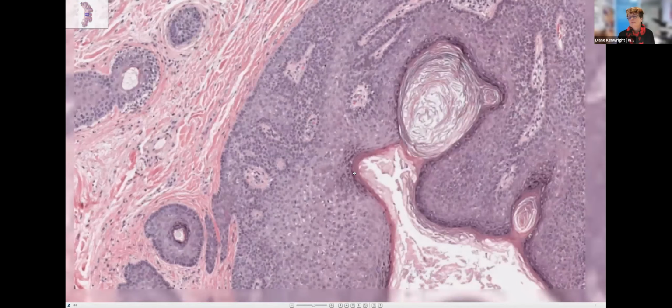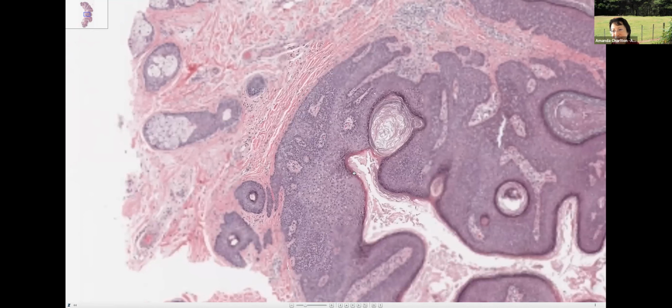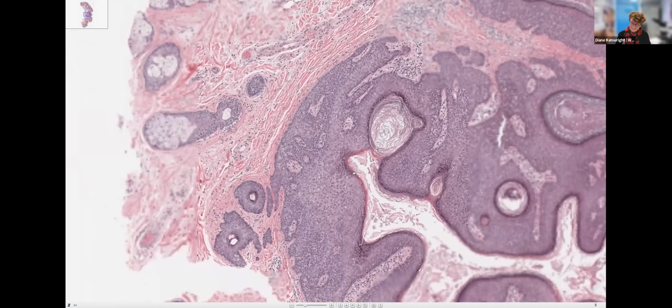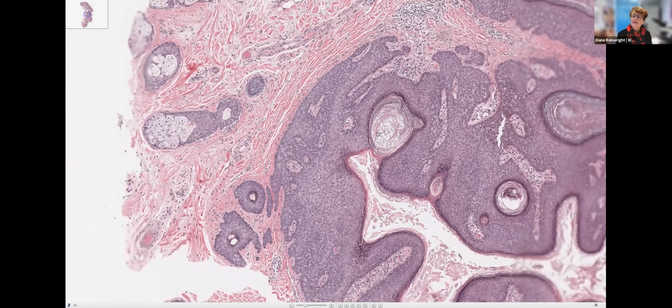Would you call this basaloid as well? I would call this basaloid. You know, it's quite purple looking, isn't it? It is, yeah. Got quite a lot of similarities. That's why I put them together. So this is quite basaloid. We can confirm that it's got these keratinized horn cysts in it now. And it's quite basaloid. Let's have a look at it.